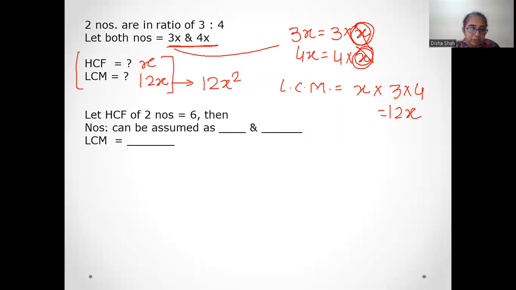Now let's take this particular case that HCF of two numbers is 6, दो नंबर का HCF 6 है, 6 मतलब उनका सबसे बड़ा फैक्टर है. Then can I assume the numbers as 6a and 6b? बरोबर है, तो फिर 6a और 6b भी दो नंबर हो जाएंगे, this is how I can assume the numbers. और इन दो नंबर का LCM कितना होगा? 6 कॉमन है, so that I have to write only once. बचा क्या? a and b. So LCM will be 6ab. This is a very very important concept.